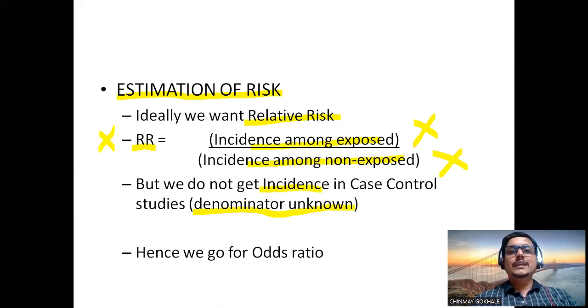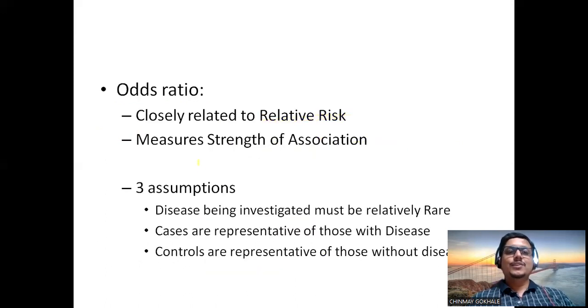And because we cannot have this relative risk, we go for something similar, something close, which is known as the odds ratio. And there comes the favorite wording with respect to case control studies, the odds ratio. So odds ratio, as I already said, is closely related to relative risk. It is used to measure the strength of association.